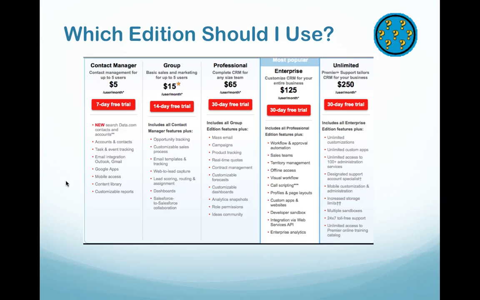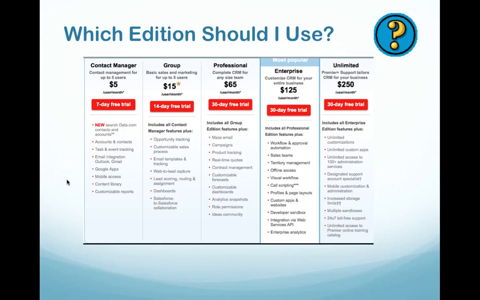The one caveat to both the Contact Manager Edition and the Group Edition is that it's only for up to 5 users. So if you need that functionality plus more and you need to have more than 5 users, Salesforce has what's called the Professional Edition. Again, this is really what they say: it is complete CRM for any size team.